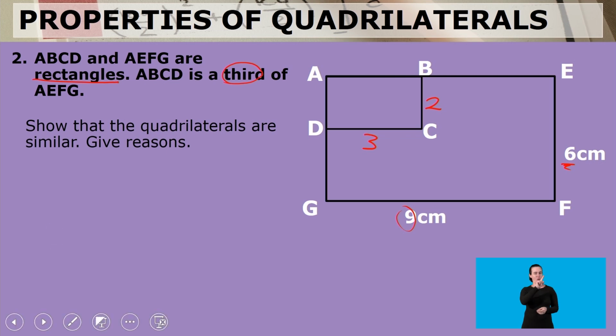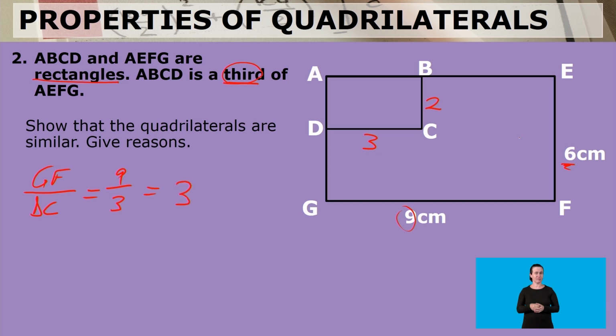Now it says show the quadrilaterals are similar and give reasons. We're looking now at the relations thereof. Already we've been told that it's a third, but then let's work it out and see. It would be GF divided by DC, which gives us 9 divided by 3, which gives us 3.